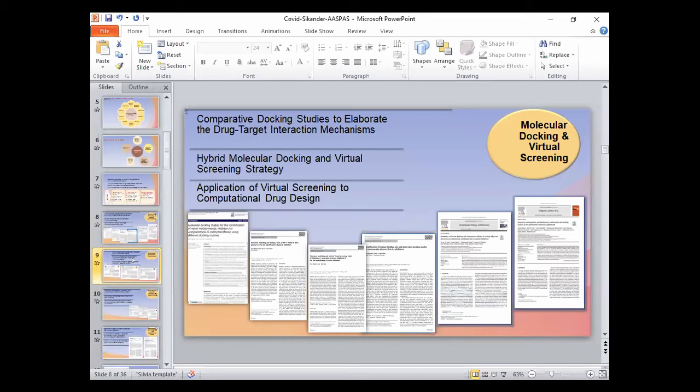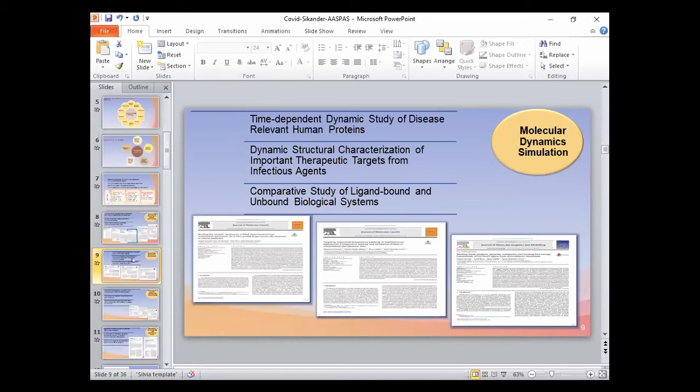Along with this, we go with the time-dependent dynamics studies of relevant human proteins, their characterizations of the therapeutic targets with unbound and bound systems, to have new knowledge about those particular prodrugs.